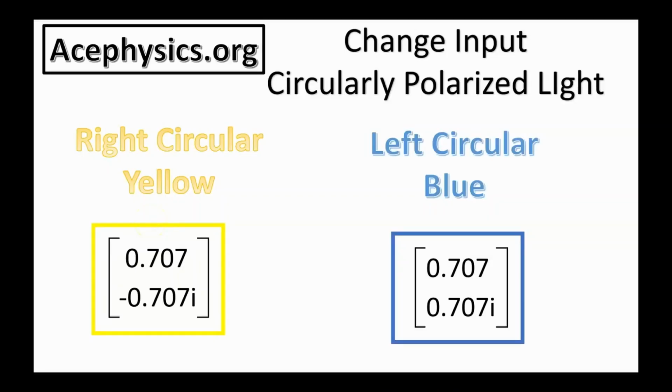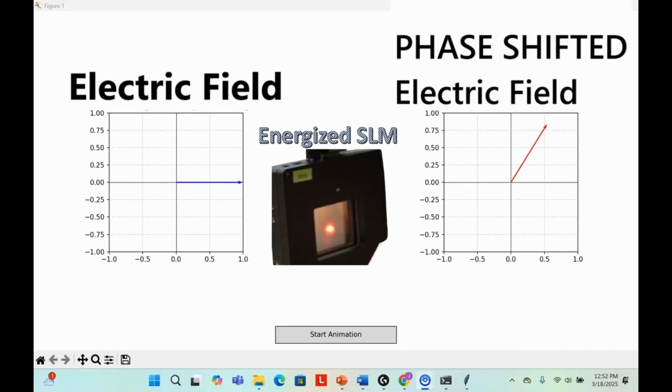Next, we will be using right circular and left circular polarized light instead of horizontal and vertical polarized light. Previously, yellow represented horizontally polarized light and blue represented vertically polarized light. Now, with circular polarization, yellow represents right circularly polarized light and blue represents left circularly polarized light. When right circularly polarized light is incident on a fully charged liquid crystal, it remains in a right circular polarized state but acquires a phase shift. This means that after passing through the energized liquid crystal, its position along the circular path shifts.